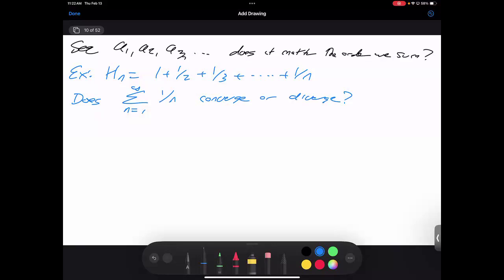Diverge. How would you prove it diverges? Lots of ways, almost enough ways for everybody in this classroom right now to have their own way of proving it. How could you prove that this sum diverges?